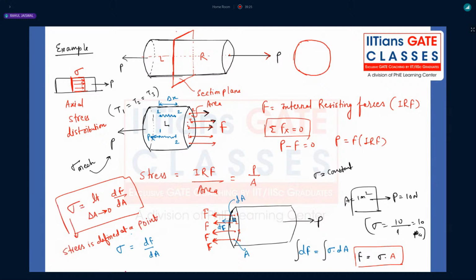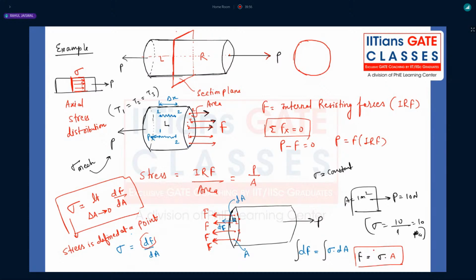Now, what will happen when delta A tends to 0? When delta A tends to 0, it will become a point only, right? Yes or no? Tell me, guys. Correct. So make a note of it. This is nothing but the magnitude of the internal resistant force developed on a unit area, that is, the dA elemental area.